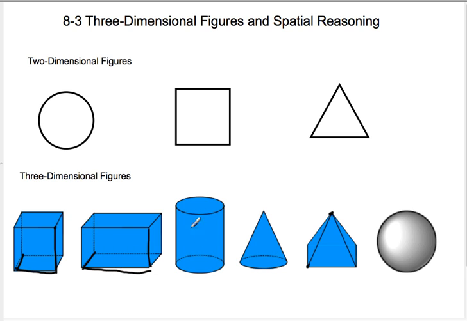Now with this cylinder, there's only 2 things that can be faces or bases. This circle up top is congruent and parallel to this circle on the bottom, so either one of those could be a base. So that's with prisms. Now prisms can be called anything based on what their base looks like.